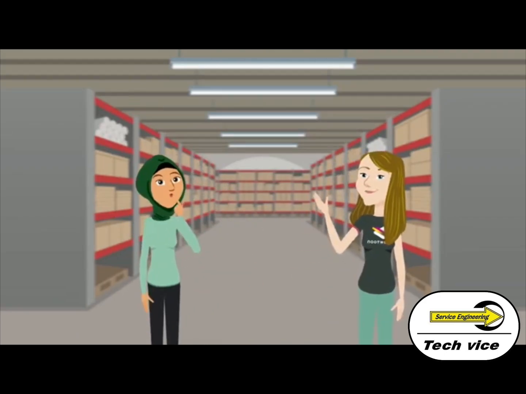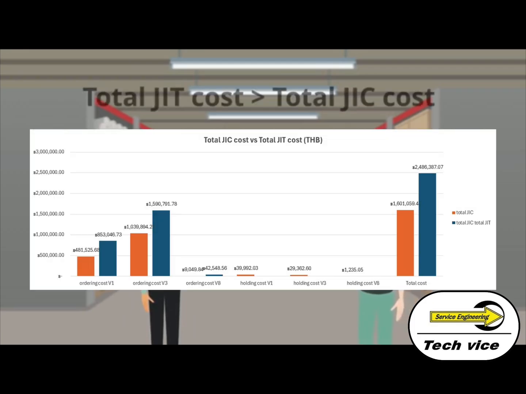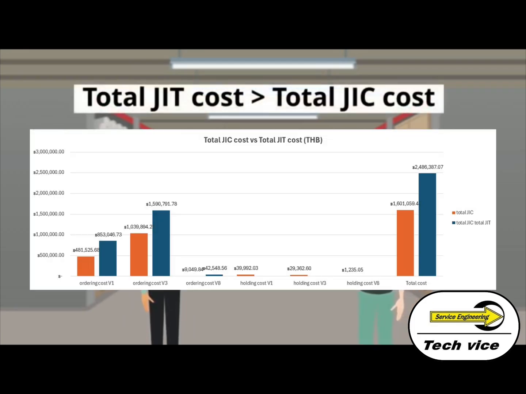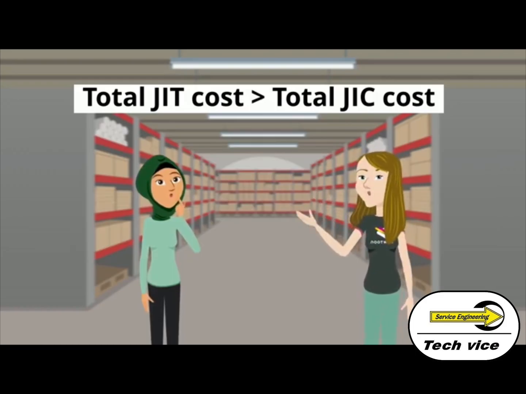Good question. Even though we do not have to pay for the holding cost, the total cost for the JIT system is higher than the JIC system due to the higher ordering cost. If we use the JIT system, the total cost will increase to 2,486,387.07 baht. Also, we can see that the JIT requires a higher budget for each month.